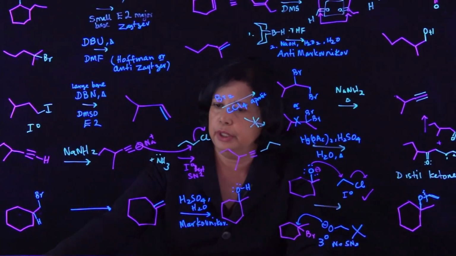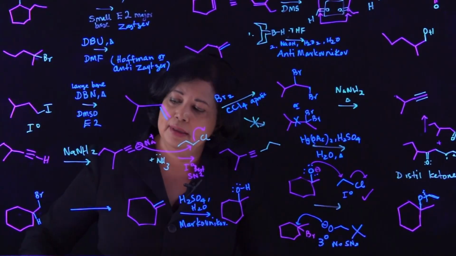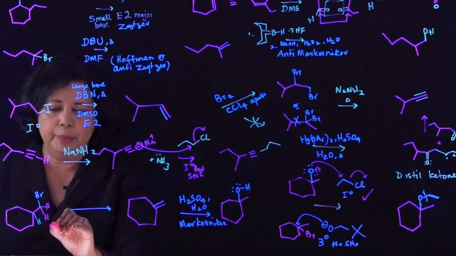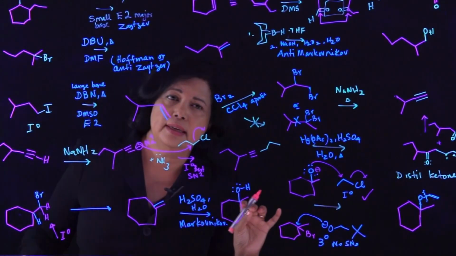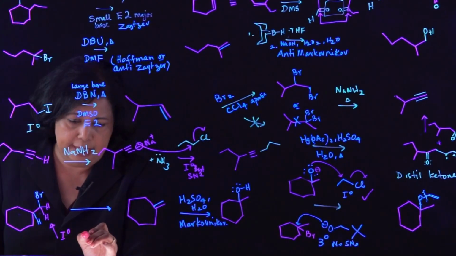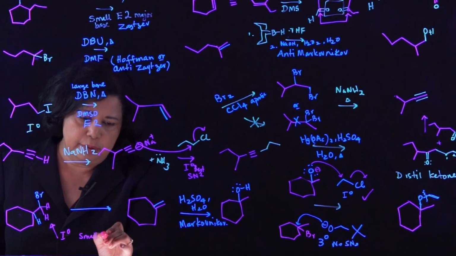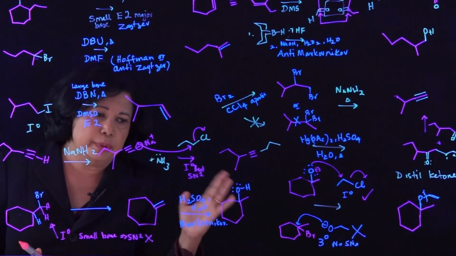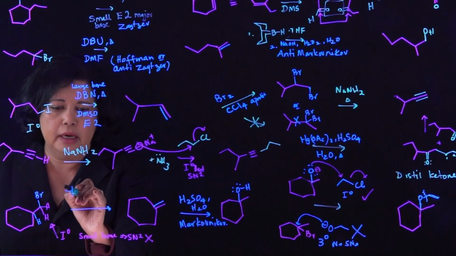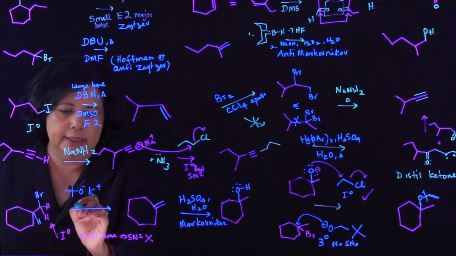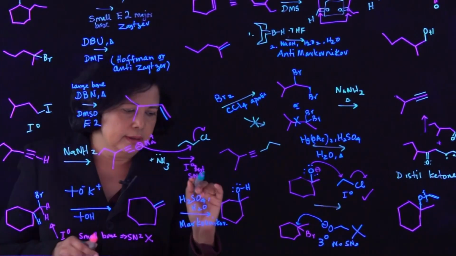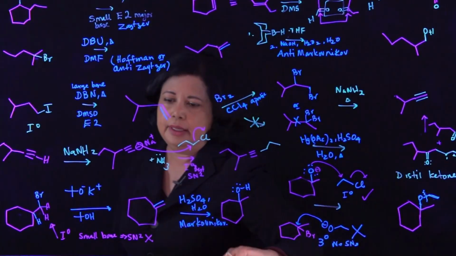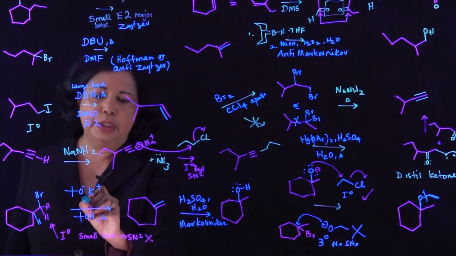So what do you want to do here? Do you want to put a large base or a small base? Remember, this is primary. If you have a primary and you put in a small base, you're going to get SN2. So we ain't going to do that. So small base with primary is going to give you SN2, and that's not what we want. Therefore, we're going to put a large base. And let's say we put in t-butoxide, KOt-Bu, in t-butanol, and then you heat that up. That's going to give you an E2 right here.